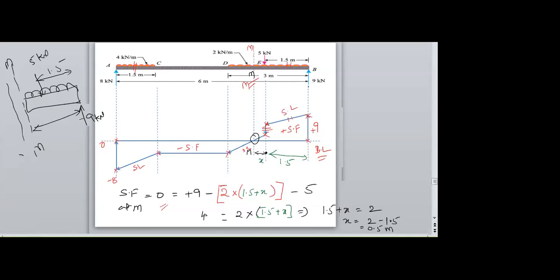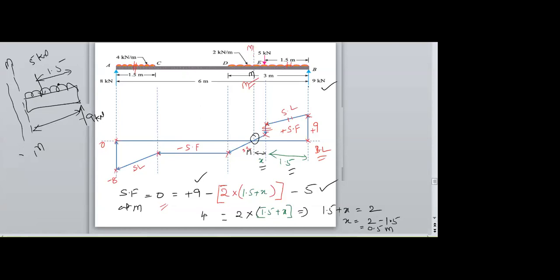Therefore, I consider from E as X. I know this distance, 1.5. Therefore, 9 kilonewtons is directly taken as positive. Next, a 5 kilonewton point load moving downwards. Therefore, it is negative.